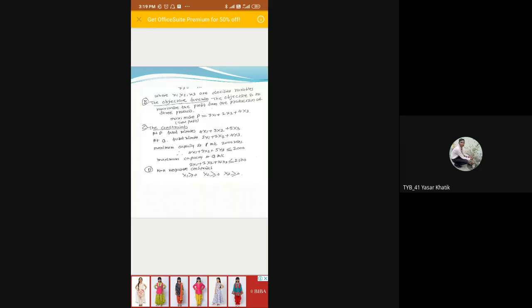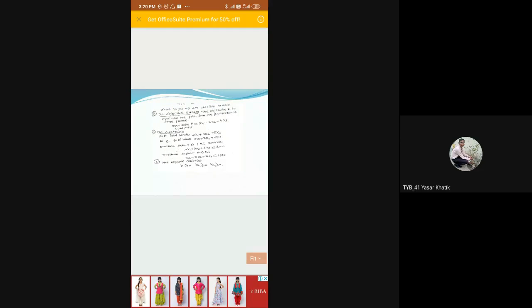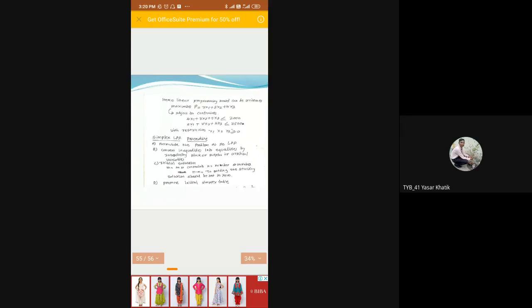Similarly, for the Q type of machine, the maximum time at Q is 2x1 plus 2x2 plus 4x3, which is less than or equal to 2500, where x1, x2, x3, these variables, are non-negative. They may be 0 or greater than 0.